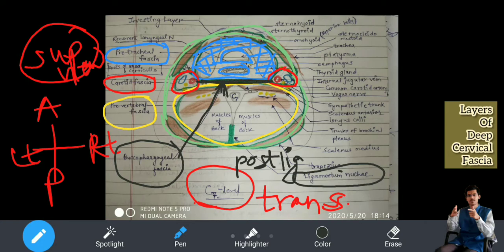Now you will say that the green part, which was the part of the pretracheal fascia we showed, I am telling it to be the buccopharyngeal fascia on the posterior aspect. It is not actually the posterior half which is the buccopharyngeal fascia. It is actually, see, the buccopharyngeal fascia merges with the posterior aspect of the pretracheal fascia, or you can say the anterior prevertebral fascia.